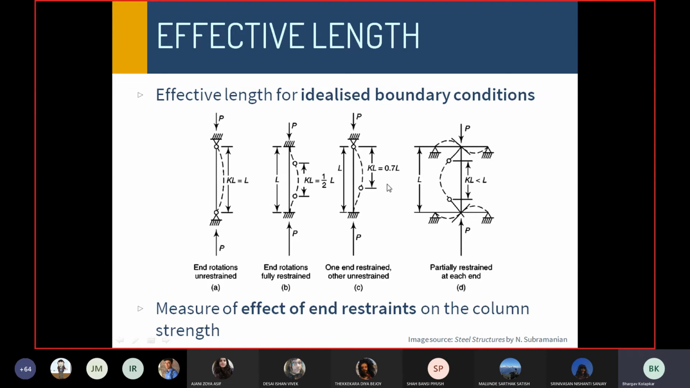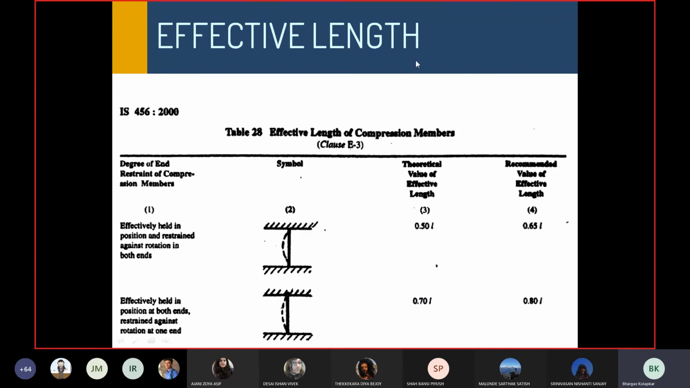Now, we have seen this in steel as well, that the values given by the code are slightly different from the theoretical values. For example, this is just a screenshot from the code. If both the ends are fixed, as you see in sketch one, the theoretical value is 0.5L, but the recommended value of effective length by the code is 0.65L. Now, if I've taught you anything and you remember anything out of it, can someone please tell me why is it that the recommended value is different from the theoretical value?